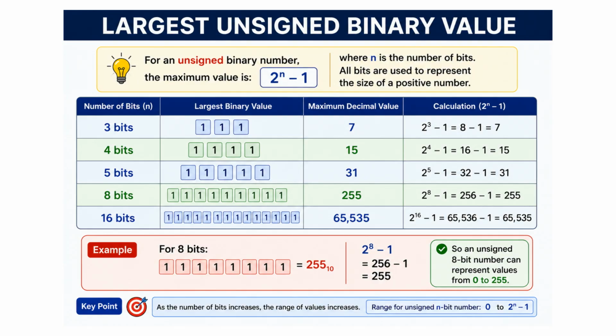And with 16 bits, the maximum value is 65,535. For example, an 8-bit number with all bits set to 1 is 11111111. Using the formula 2 to the power of 8 minus 1 equals 255. So an unsigned 8-bit register can store values from 0 to 255. Remember, as the number of bits increases, the range of values also increases.